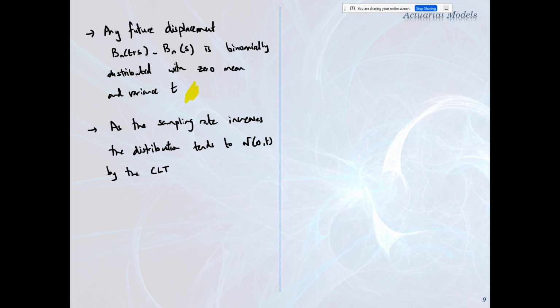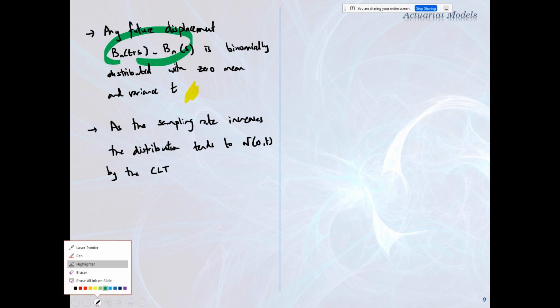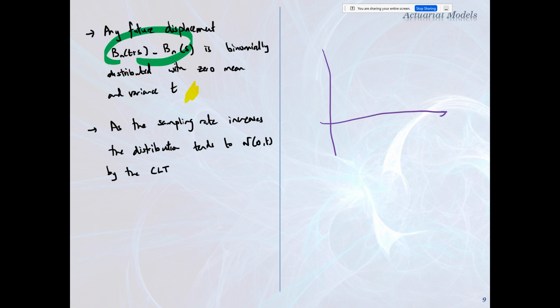As the sampling rate increases, the distribution tends to N(0, t). Good. So what does this mean? Is that okay? Actually, we started here and we said that this is 0 and this is t.